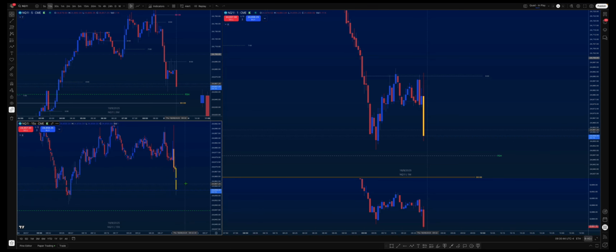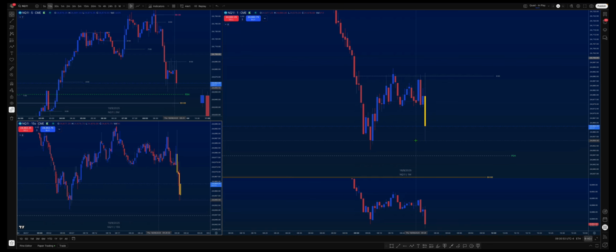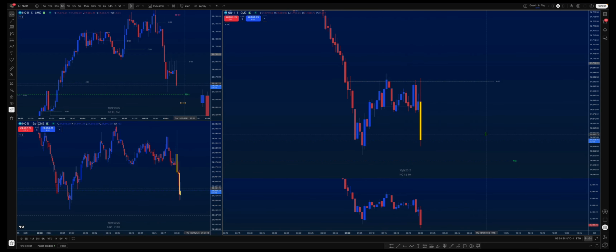Don't want to hesitate, but also don't want to just randomly jump in. Like, could potentially have got in after we took out this high. But yeah, definitely do have SMT on the highs up here, and we got SMT in the low time frame just there as well. So what I want to see here is if we can leave a portion of this open.